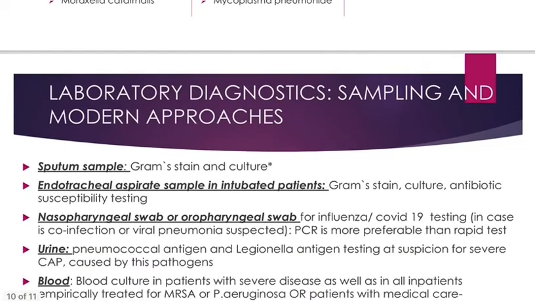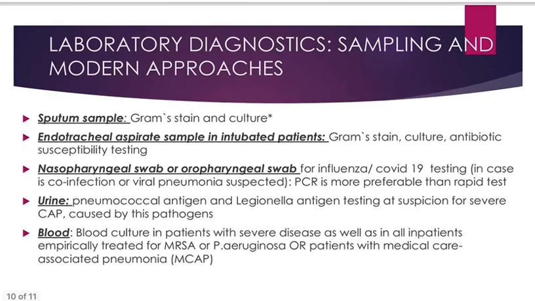Laboratory diagnostics, sampling, and modern approaches: sputum samples with Gram stain and culture, endotracheal aspirate samples in intubated patients with Gram stain, culture, and antibiotic susceptibility test, or nasopharyngeal or oropharyngeal swabs for influenza or COVID testing, in case of co-infection or suspected viral pneumonia. PCR is preferable to rapid tests, as we know.